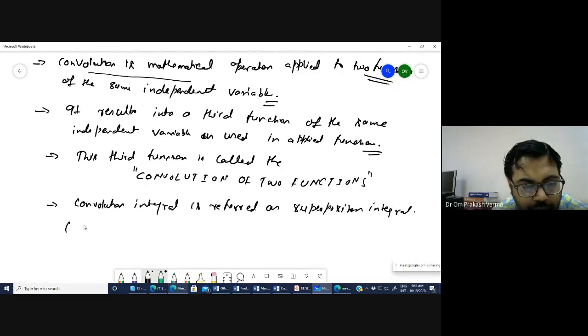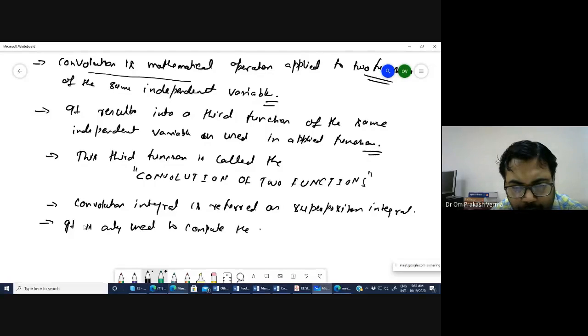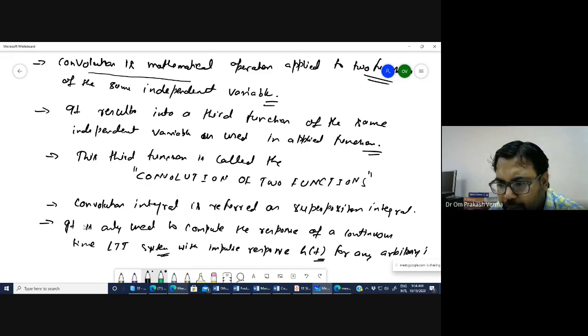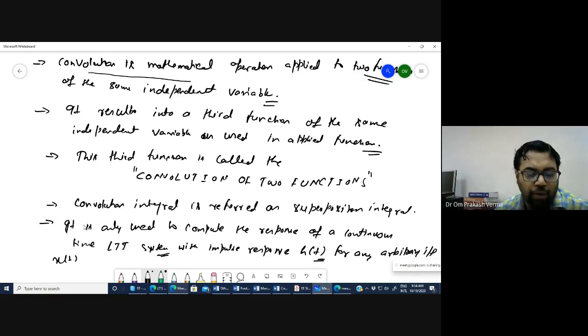The other answer is that convolution is only used to compute the response of a continuous time LTI system, linear time invariant system होना जरूरी है, with impulse response h(t), for any arbitrary input x(t), right?